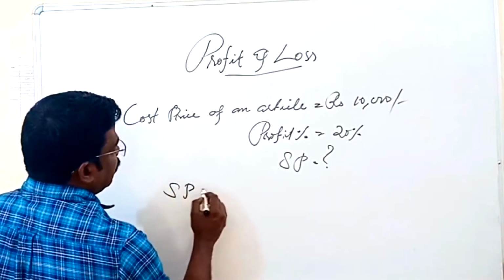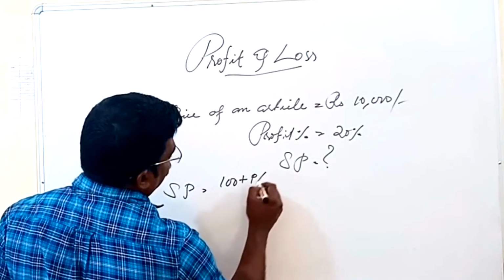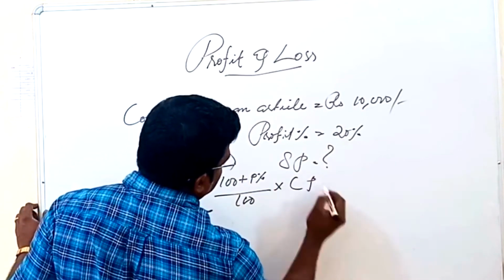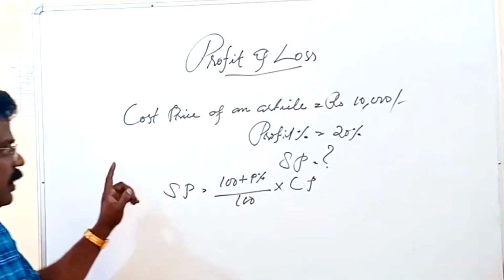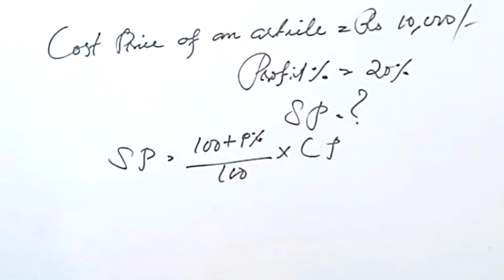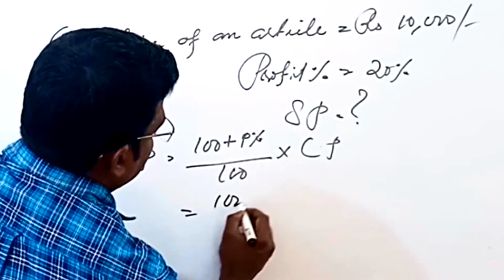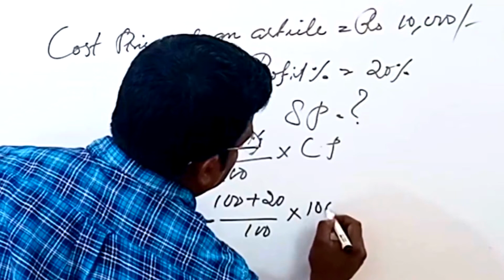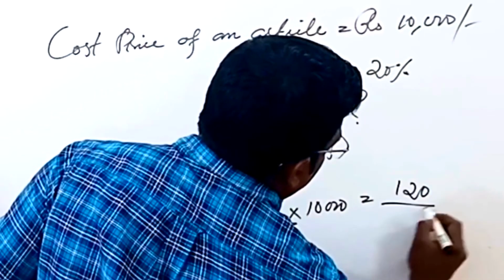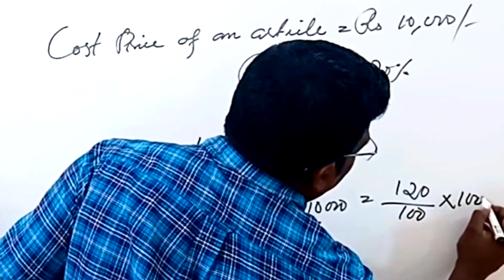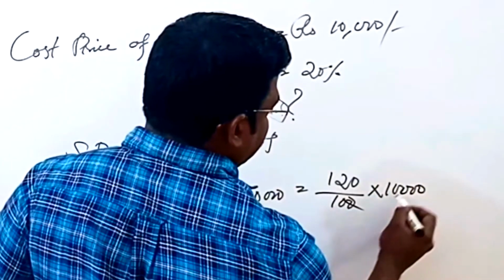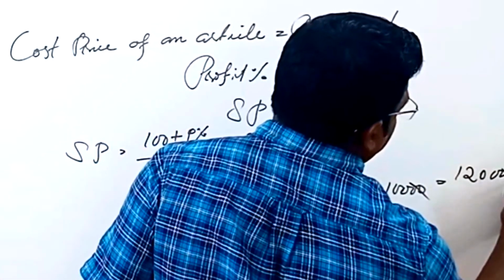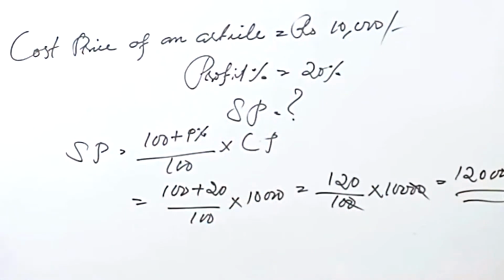So selling price equals (100 plus profit percentage) by 100 into cost price. There is one equation that can be used for finding the selling price of that article. So here we know the profit percentage is 20, so 120 by 100 into the cost price 10,000. Here two zeros cancel, so the answer will be 12,000. That is the selling price of that article.